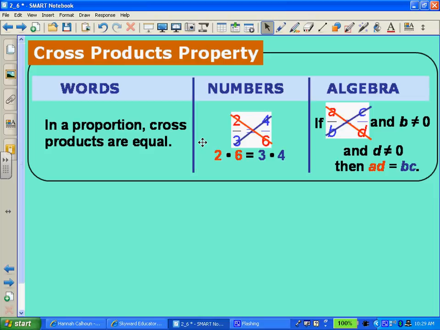The first thing you need to know before we get started with proportions is something called the cross products property. And you've seen this before. This says that when we have a proportion, cross products are always equal. So you see there we got 2/3 equals 4/6. Well, if I multiply cross, 2 times 6 is 12, and 3 times 4 is also 12. So those two are always going to be equal. And we're going to use this property a lot throughout this second half of Chapter 2. So get used to it.